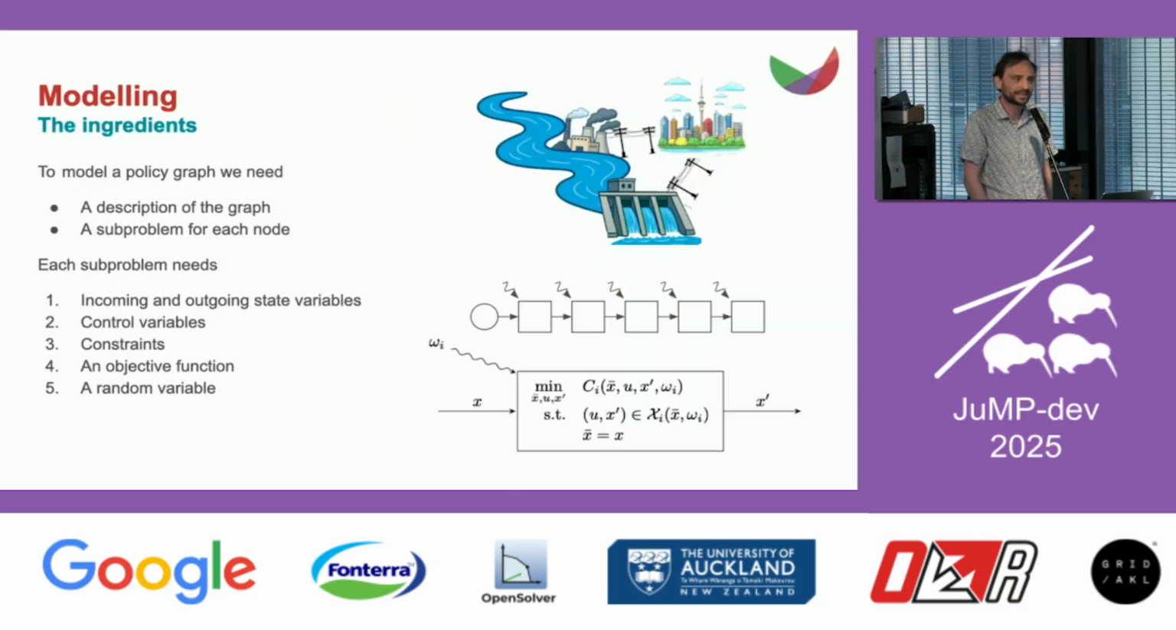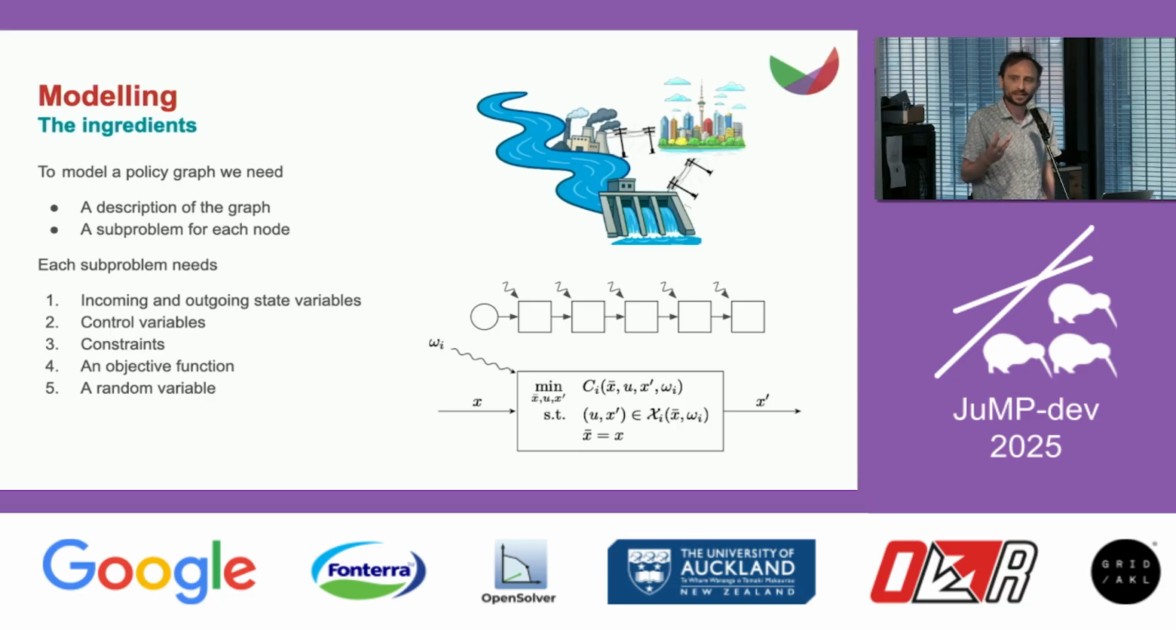So when we're modeling a sequential decision problem under uncertainty, we need a few elements. First thing we need is a description of this graph, this Markov chain that says how information flows over time between the different boxes. And then for each box, we need 5 things. We need to know what the incoming and outgoing state variables are, those x's. We need to know the control variables. These are the actions that the farmer can take, or whether to turbine water from a hydro lake.